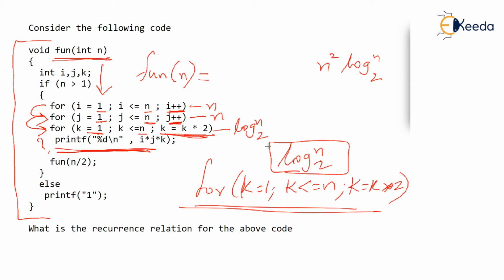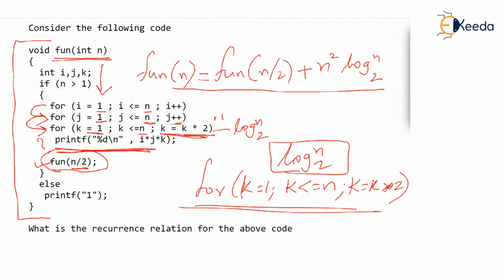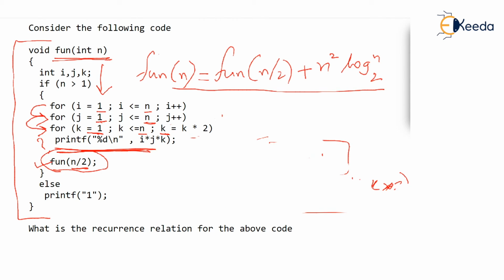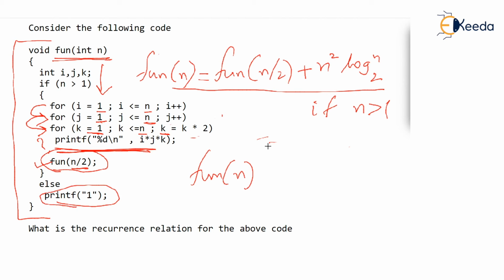But what happens after that? After the nested for loop, there is a recursive call fun, which is called with the parameter n by 2. So fun n is nothing but fun n by 2 plus n square log n to the base 2. Very interesting, isn't it? But this is applicable only if n is greater than 1. Observe, all this is written in the if statement. But what is fun n if n is 1? It executes simply a printf statement. So it is exactly equal to 1 if n is 1.